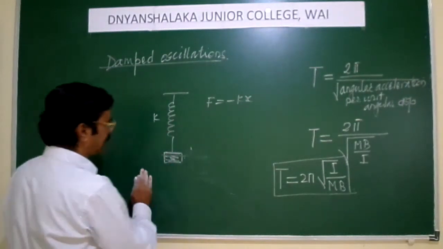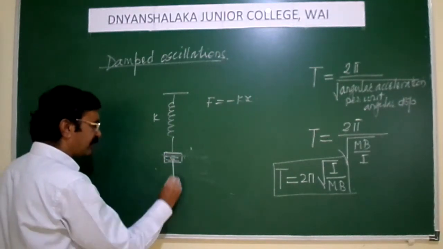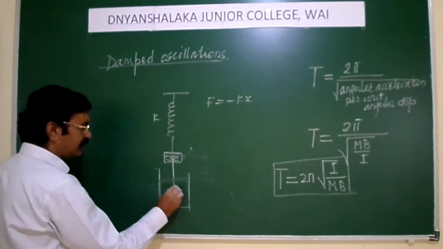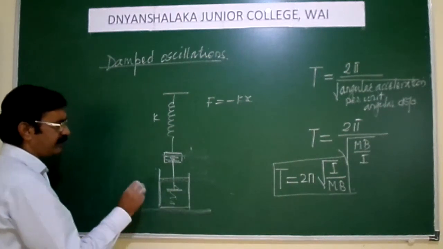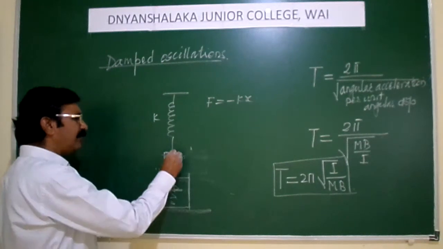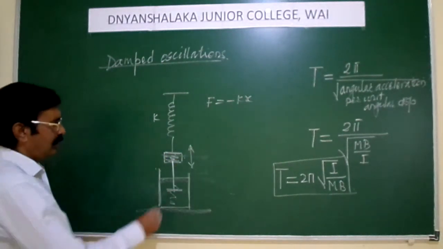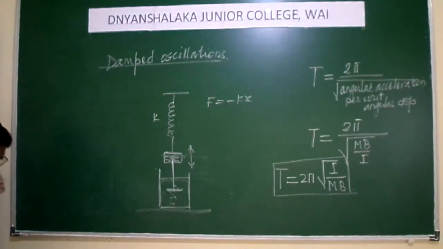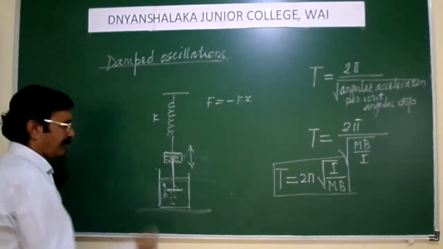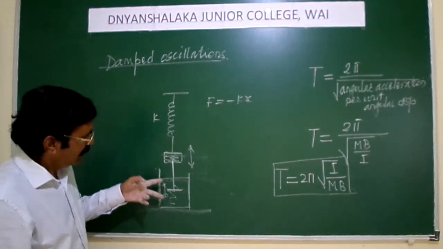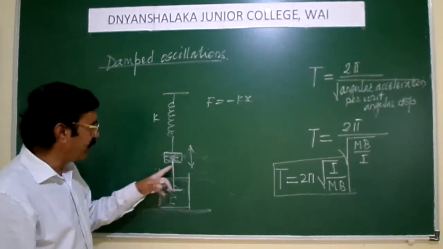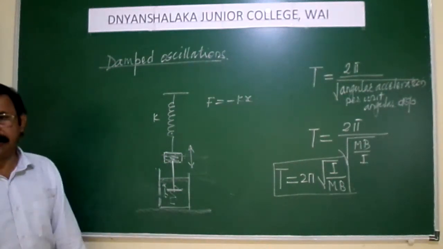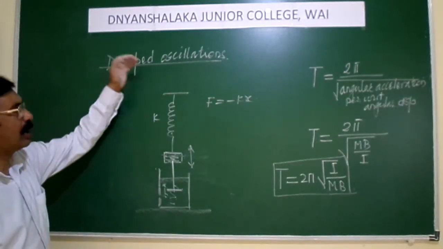Now if we modify this a little, suppose we fix up a vane and this has been immersed in a solution of certain viscosity, and if we allow this now to oscillate, as the system moves up and down, the vane moves in the liquid of certain viscosity, the liquid exerts a force on the vane, which prevents the free oscillations of the spring and the mass, and such oscillations are called the damped oscillations.